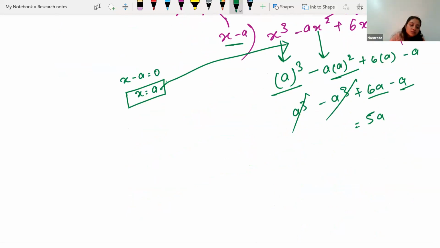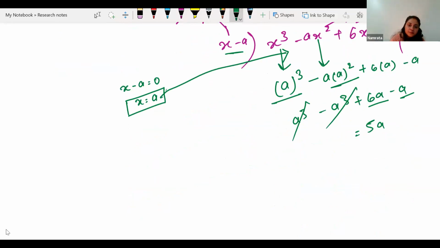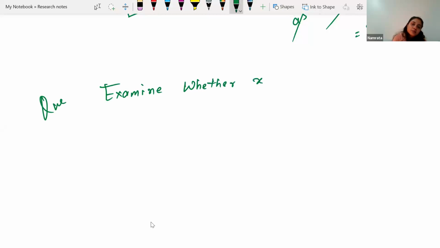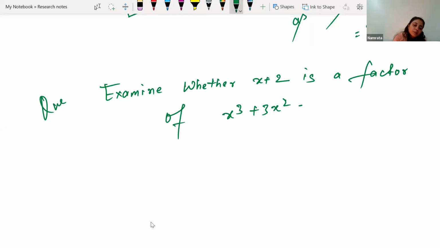Okay, so the question can be: examine whether x plus 2 is a factor of x cubed plus 3x square plus 5x plus 6. So we have to examine whether x plus 2 is a factor of this one or not.